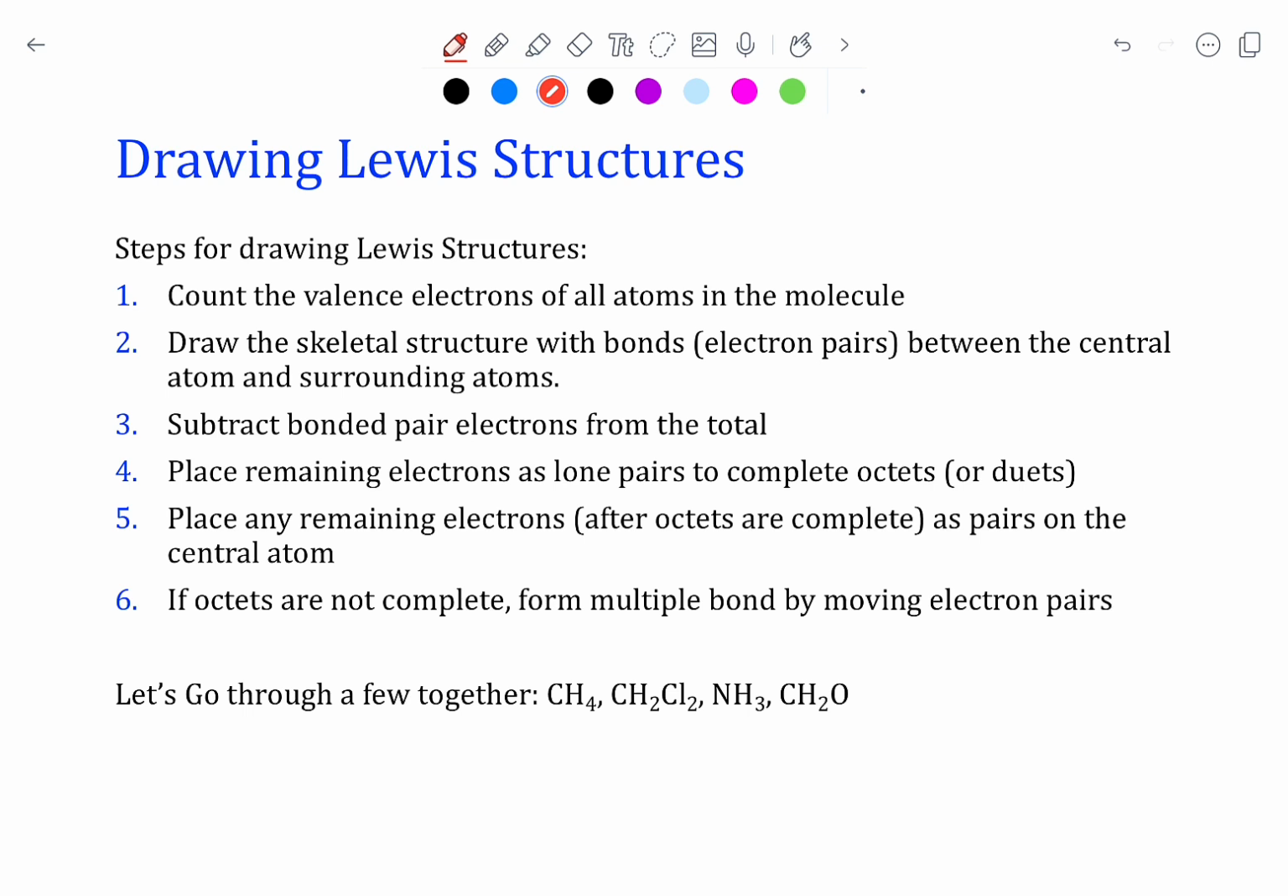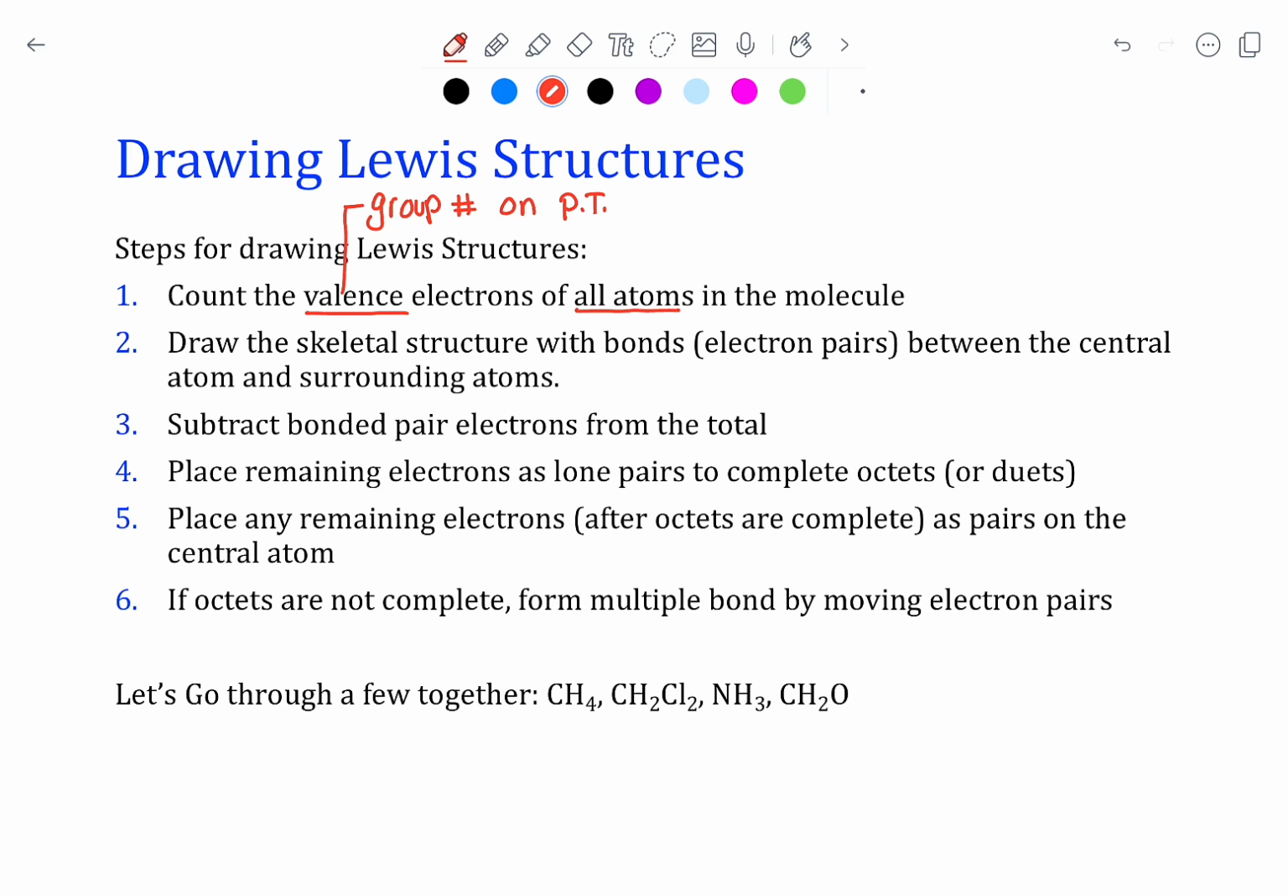So our first step is we want to count the valence electrons. Remember, for our valence electrons, we look to our group number on the periodic table. That tells us our valence electrons. We have to count the valence electrons of all atoms in the molecule. All of the atoms in the molecule, we have to count up their valence electrons.